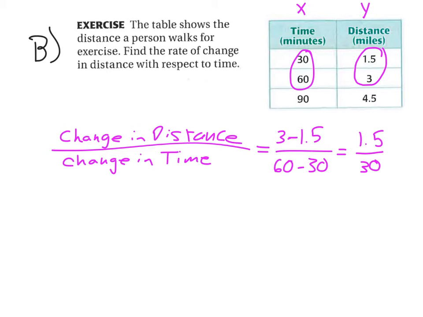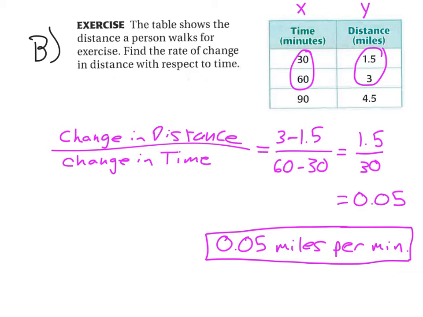When we divide 1.5 by 30, we get 0.05. And since we divided the change in miles by the change in minutes, this is 0.05 miles per minute, which is our rate of change. Our distance changes by 0.05 miles every minute.